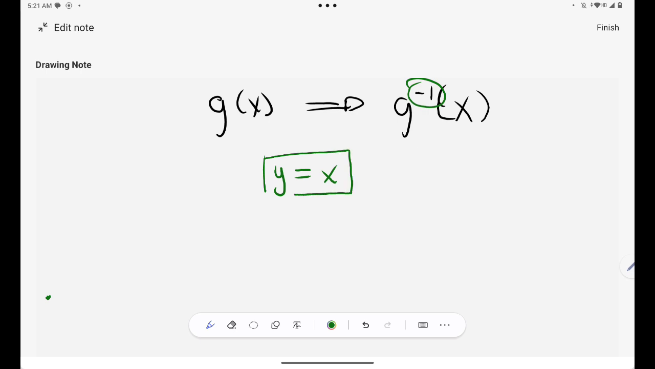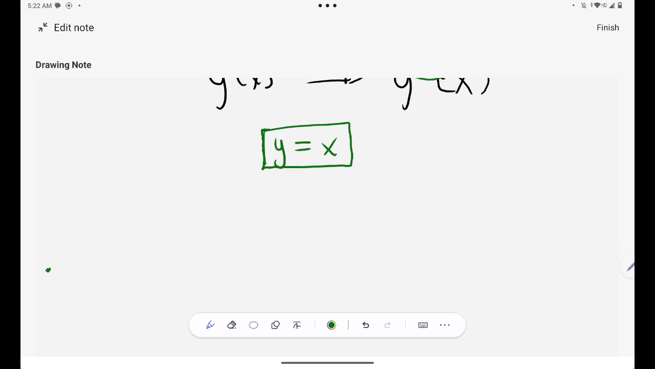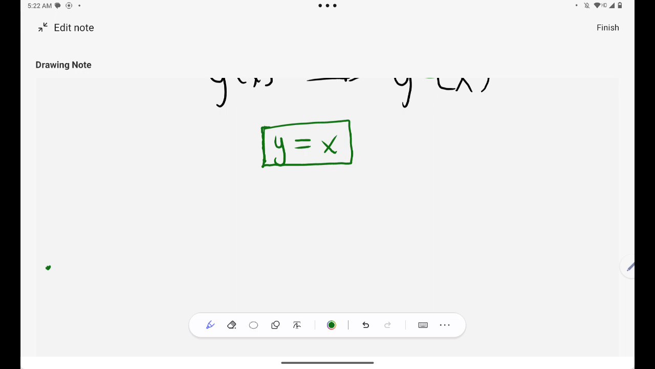For your graph to be an inverse, it must always be reflected on this line where y is equal to x. In layman's terms, it simply means that whatever happens on y on the original graph will happen on x on the inverse function, and vice versa. What happens on x on the original graph will happen on y on the inverse function.